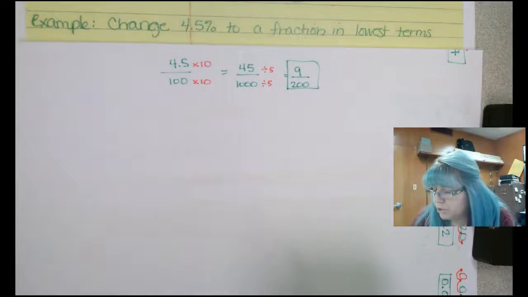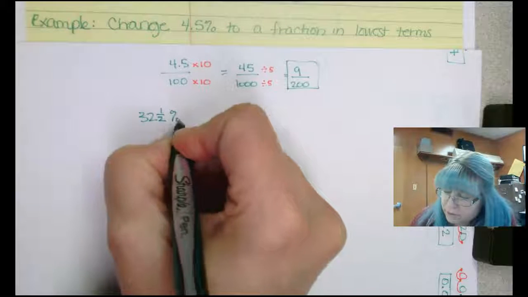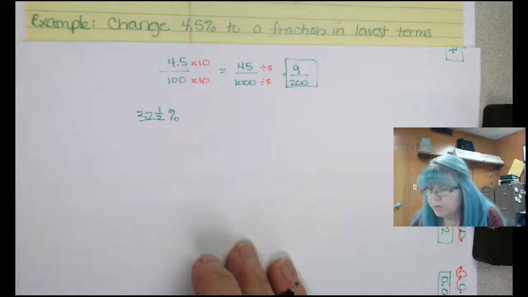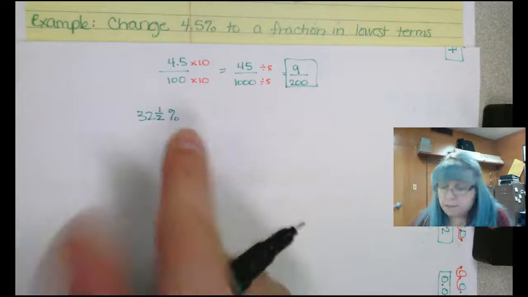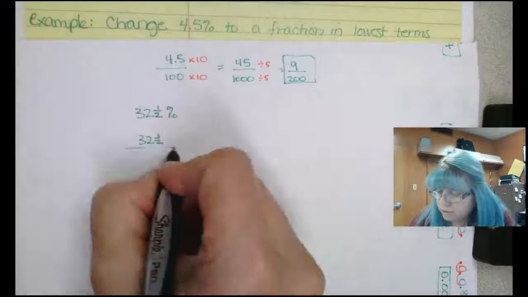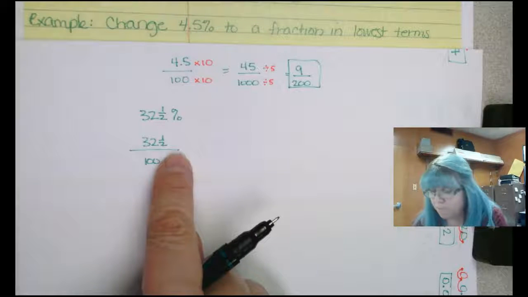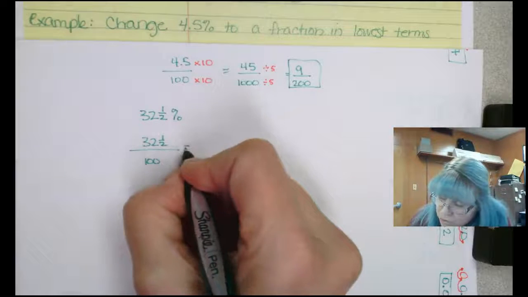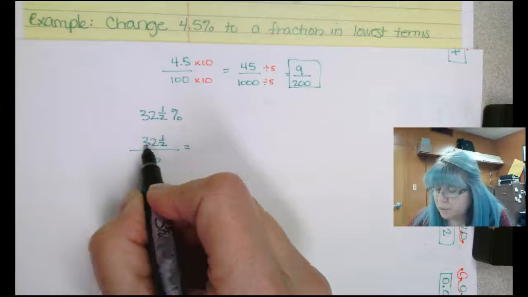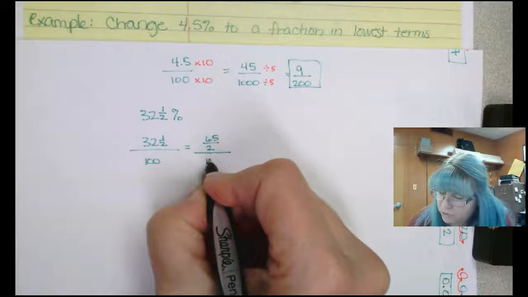Let's try another one kind of similar to this one, but this time let's do 32 and a half percent, and we want to change that to a fraction in lowest terms. Well, first things first, we drop the percent symbol. So we have 32 and a half, and then we write it over 100. Well, a fraction with a fraction is a complex fraction. We don't want that. So the first thing we could do is we could change this to an improper fraction. 2 times 32 is 64, plus 1 is 65 over 2, all over 100.